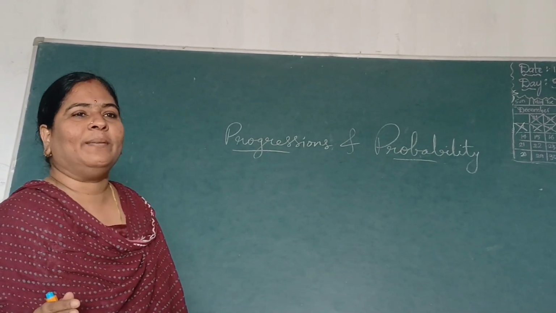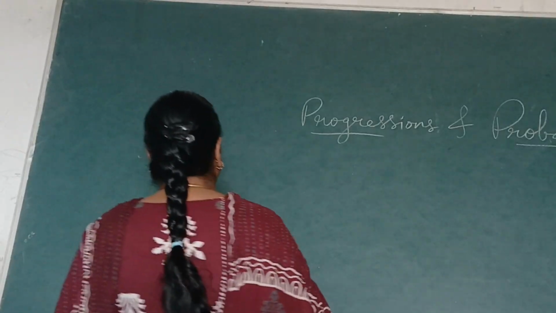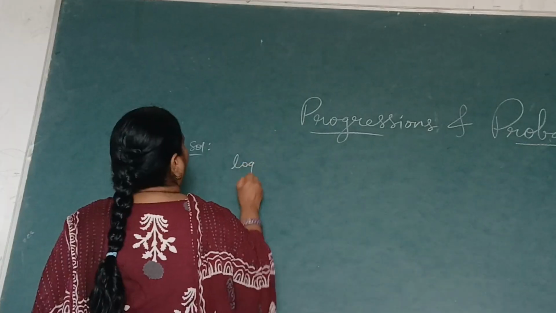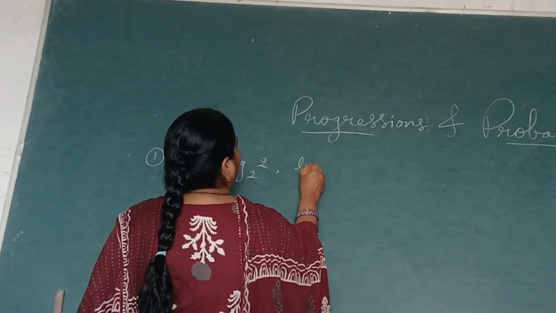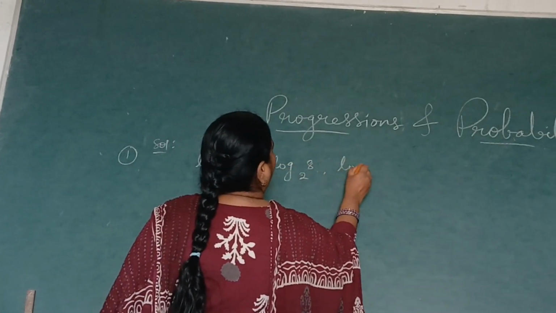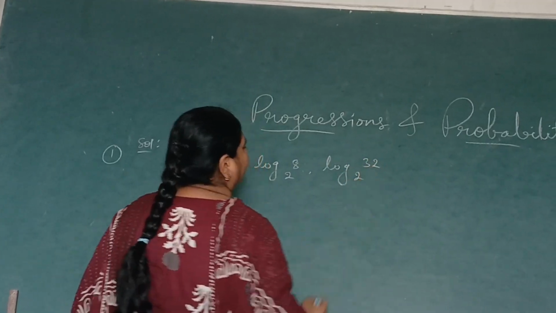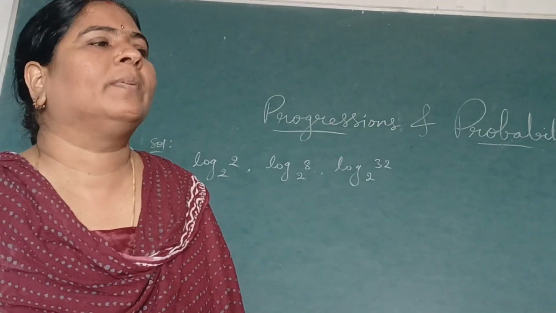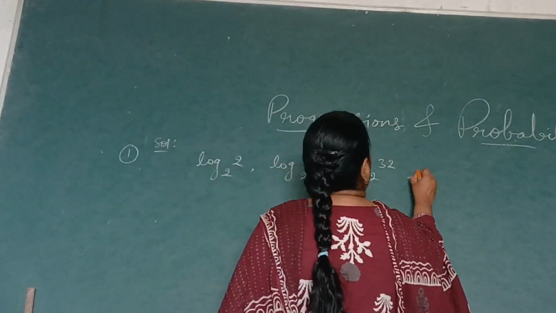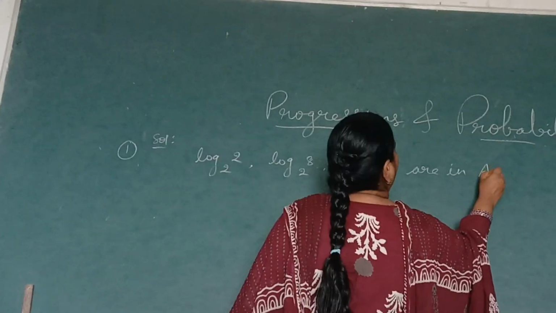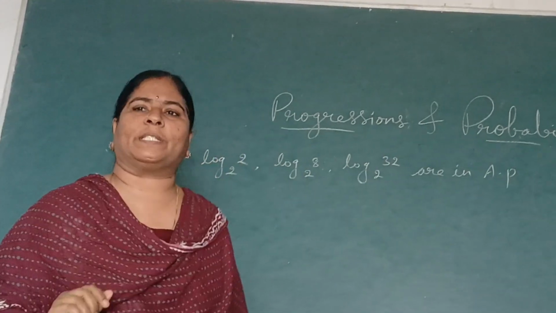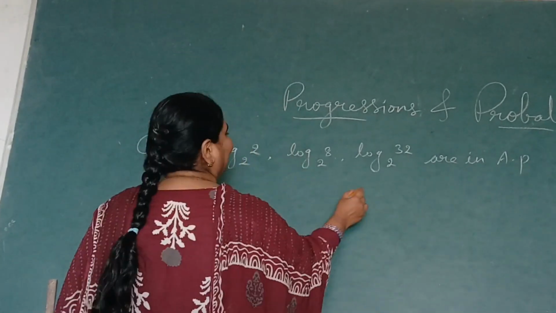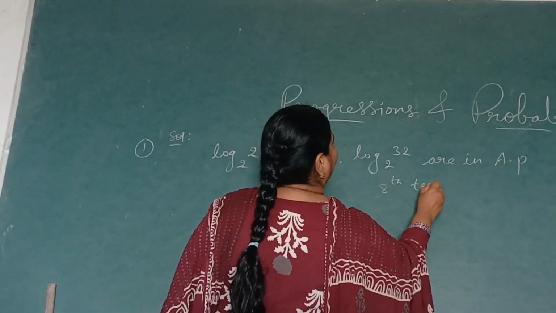First question. Shruti. If log 2 to the base 2, log 8 to the base 2, log 32 to the base 2 are in arithmetic progression, then find the 8th term. If these three terms are in AP, we have to find the 8th term. AP means not Andhra Pradesh, children, it is arithmetic progression. So we need to find the 8th term of the AP.